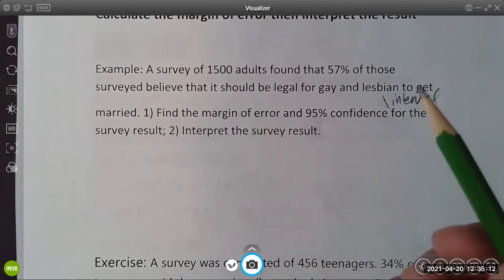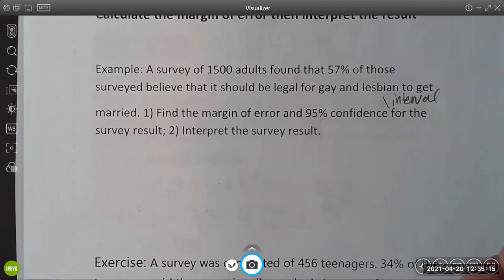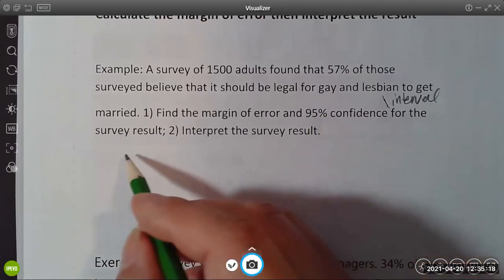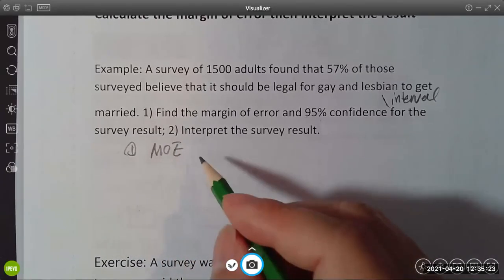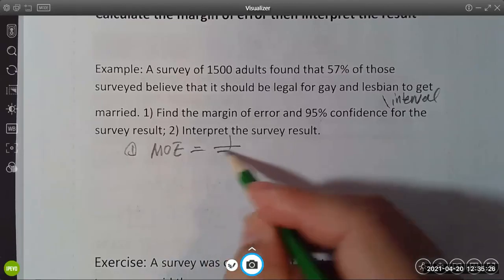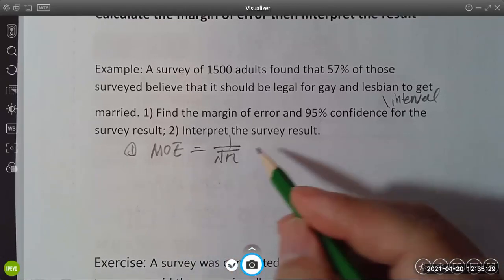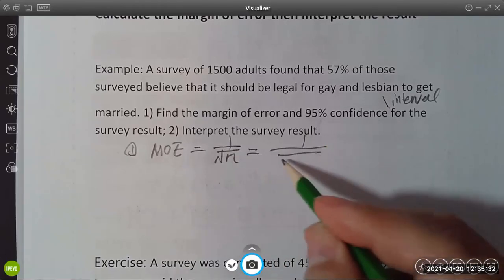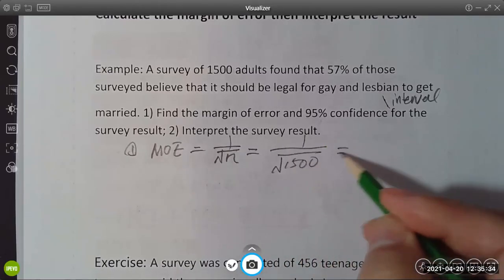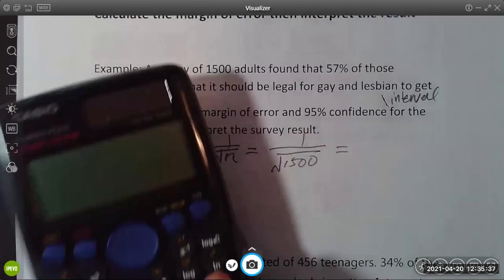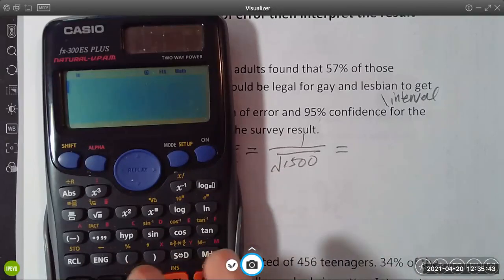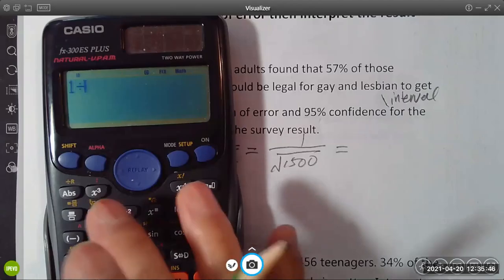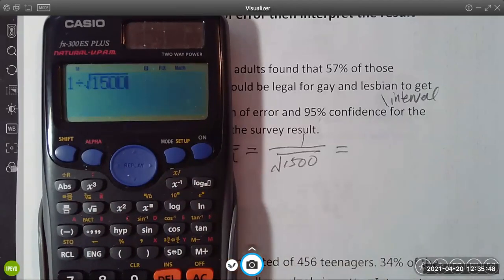First of all, we only deal with the 95% level. That's why they mentioned that. So the formula for the margin of error at 95% confidence level is 1 over the square root of the sample size, right? So 1 over the square root of 1,500. And let's do the calculation. Usually we keep one decimal digit in the percent. So let's do the calculation: 1 divided by the square root of 1,500.